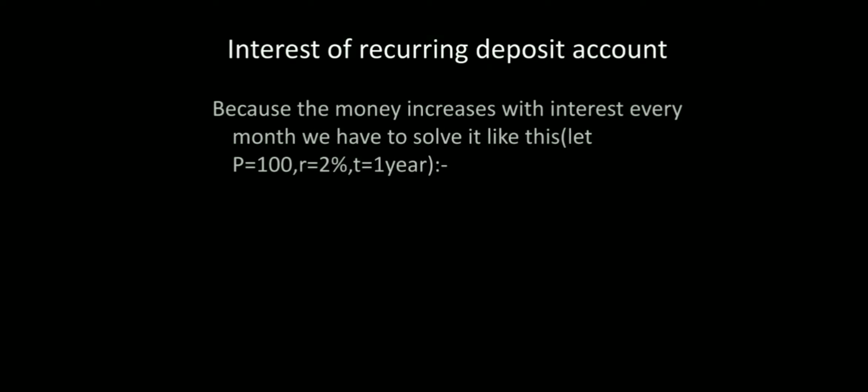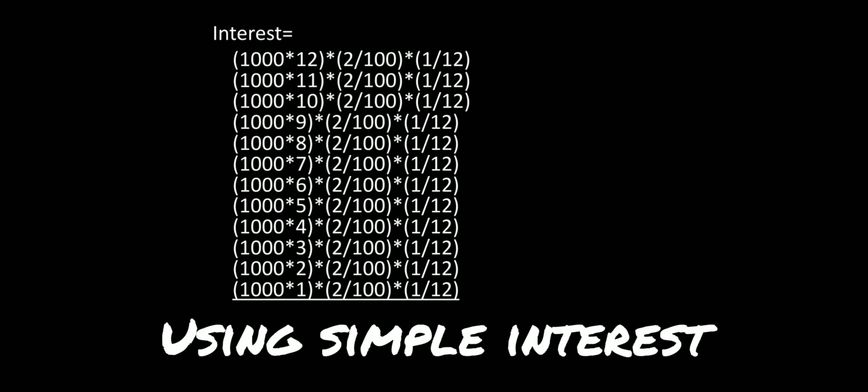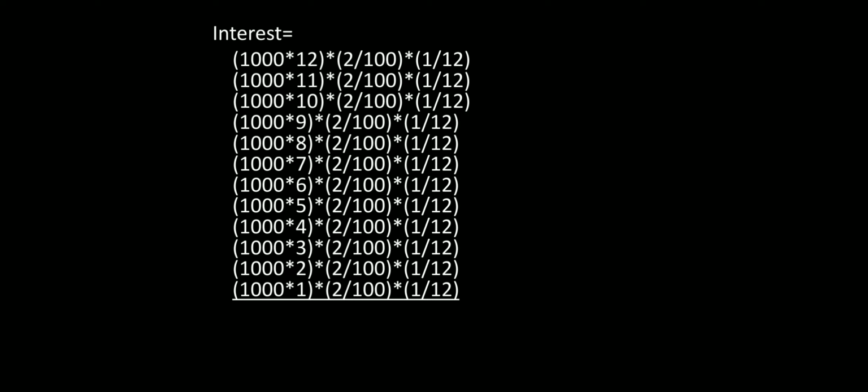Let's move further. How to calculate the interest of a recurring deposit account? The person having a recurring deposit account pays the money every month, so that way we have to solve it. Let's take an example where principal is 1000, rate is 2% and time is 1 year. The solution: interest is equal to principal into 12, because the 1000 rupees he paid in the very first month will be there in the bank for 12 months, into 2 by 100, which is rate by 100, into 1 by 12.